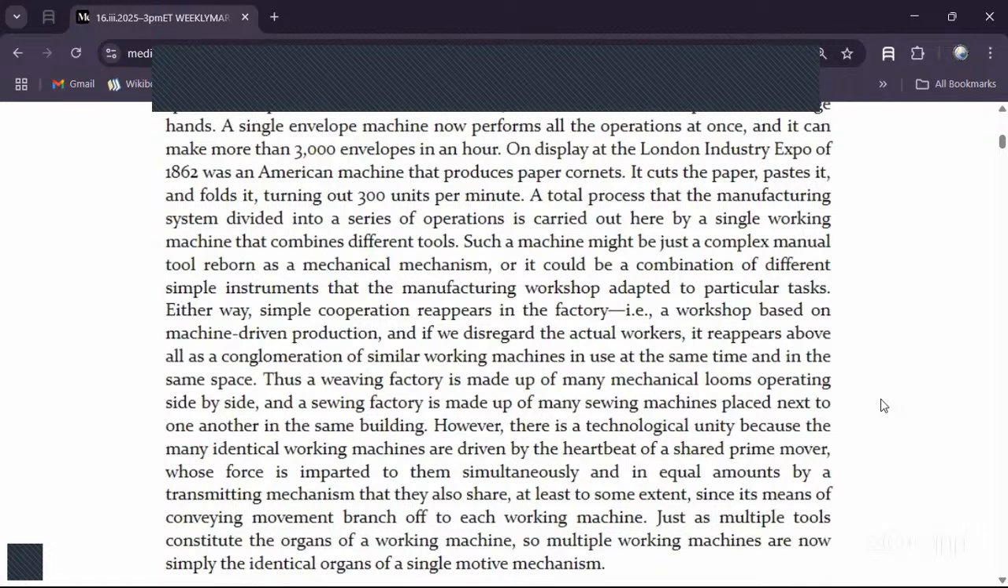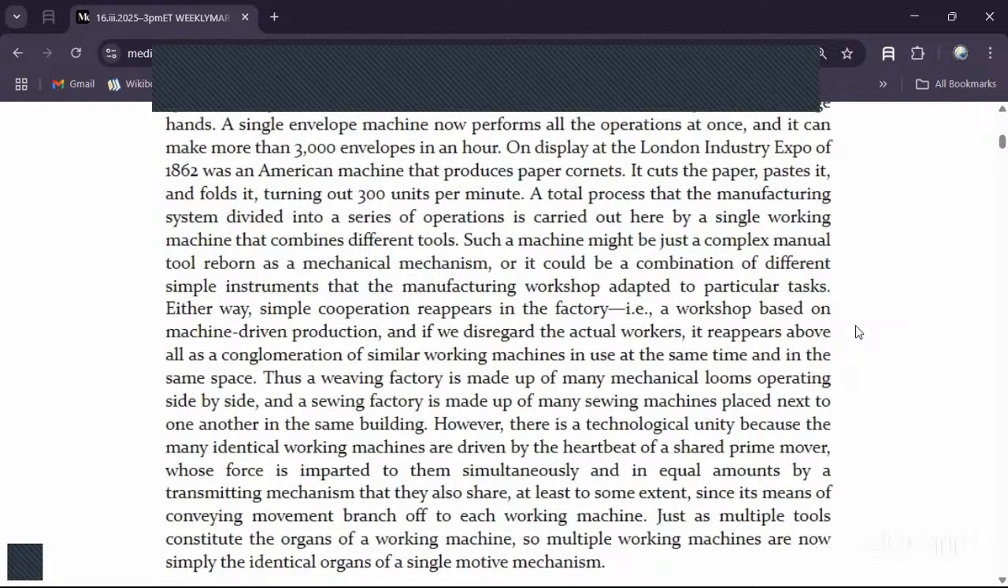Thus, a weaving factory is made up of many mechanical looms operating side by side, and a sewing factory is made up of many sewing machines placed next to one another in the same building. However, there is a technological unity because the many identical working machines are driven by the heartbeat of a shared prime mover whose force is imparted to them simultaneously and in equal amounts by a transmitting mechanism that they also share, at least to some extent, since its means of conveying movement branch off to each working machine. This is like those two-story belts that can run between floors of a building. Just as multiple tools constitute the organs of a working machine, so multiple working machines are now simply the identical organs of a single motive mechanism.